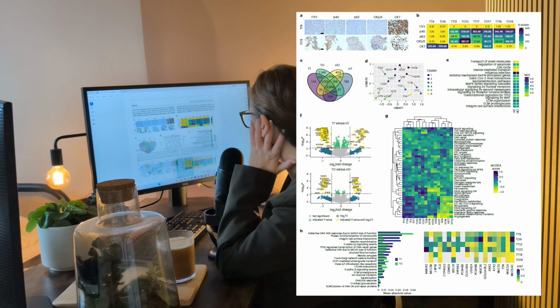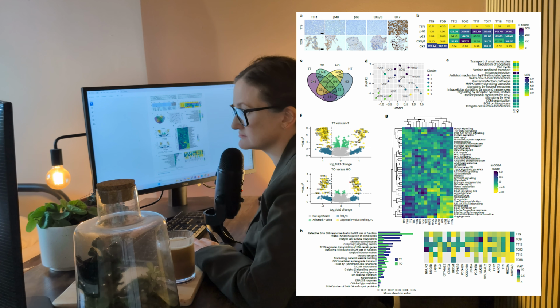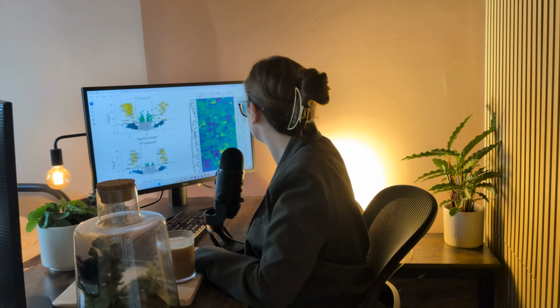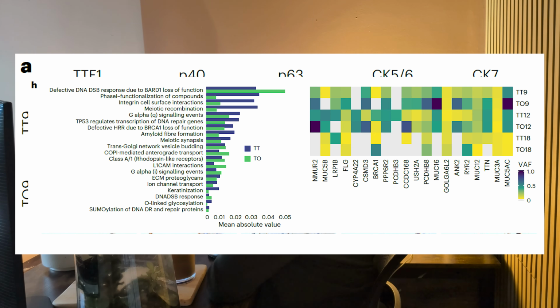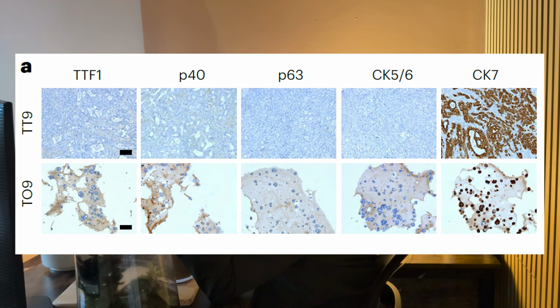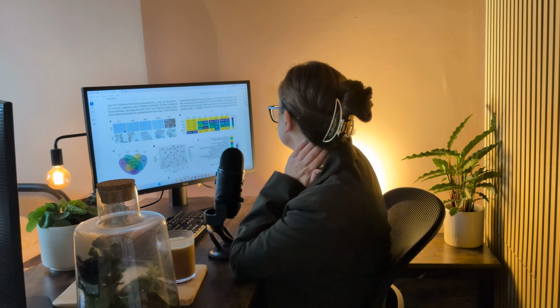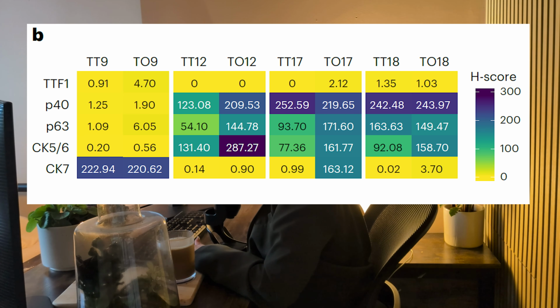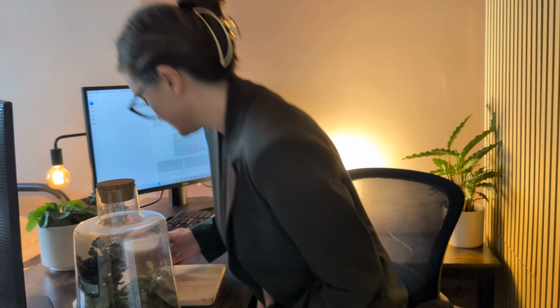Figure 2 shows that lung tumouroids preserve the histological and proteogenomic identity of their parental tumours. In panel A, immunohistochemistry demonstrates that key lung cancer markers are retained in tumouroids, closely matching the staining patterns seen in the original tumour tissue. Panel B quantifies this using H-scores, confirming strong concordance between tumours and matched tumouroids across multiple patients.